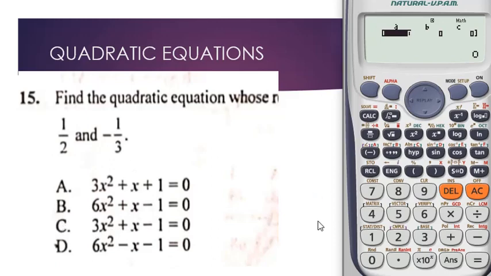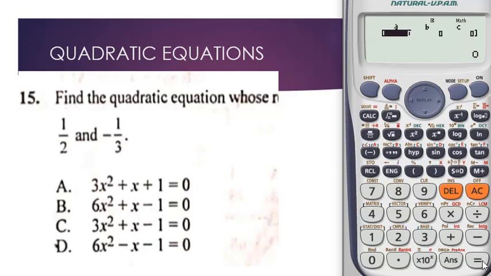So let's move on to c. For c, we have 3, and then plus 1, and then negative 1. Let's see the answers. C is not the correct answer. Now let's look at D. Most definitely D would be the answer.